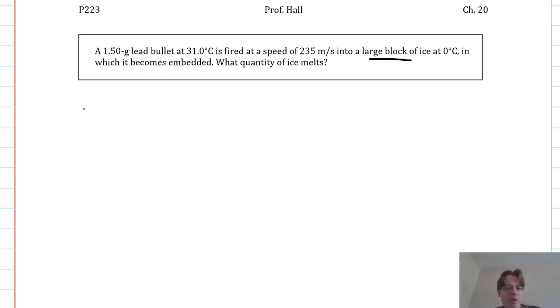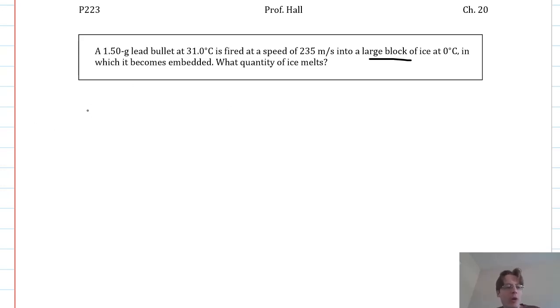So there are 2 factors which determine how much ice melts. First of all, the bullet loses kinetic energy. That energy goes into the ice and melts some of the ice. Also, don't forget here, the bullet is warm. So some heat flows out of the bullet, and that also melts some ice as well.